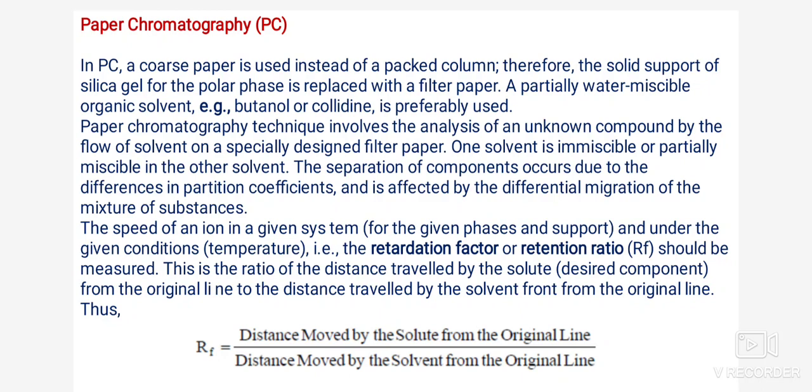In paper chromatography, a coarse paper is used instead of a packed column. Therefore, the solid support of silica gel for the polar phase is replaced with a filter paper, and a partially water miscible organic solvent, for example butanol, is preferably used. Paper chromatography technique involves the analysis of an unknown compound by the flow of solvent on a specially designed filter paper.